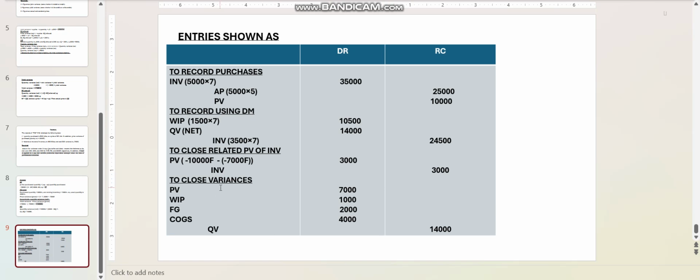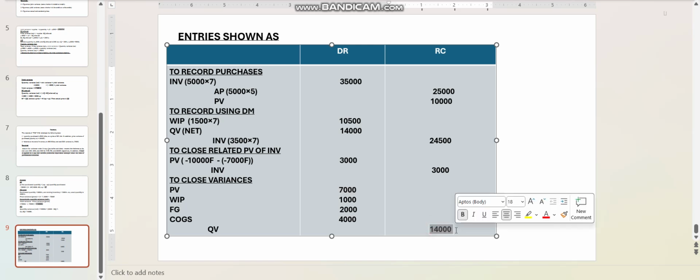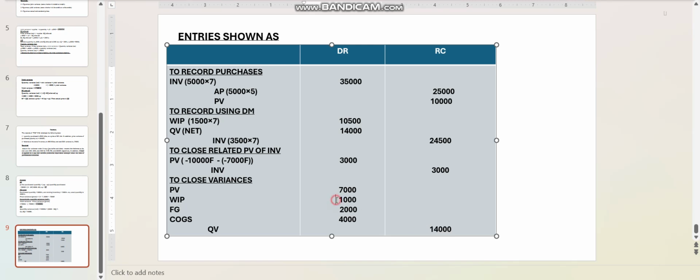Second, to close variances, that is the other component of price variance, 7,000. Also you need to close quantity variance. Quantity variance was 14,000 unfavorable debit. To close you should credit. So you will debit price variance amount of 7,000 and credit quantity variance amount of 14,000. Then WIP, finished goods and cost of goods sold appear as debit to balance the entry.